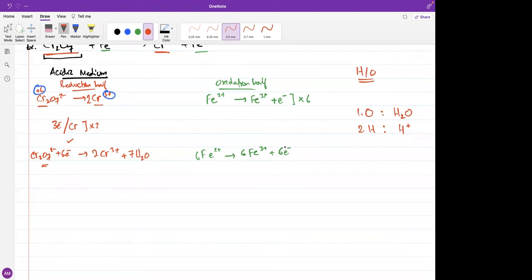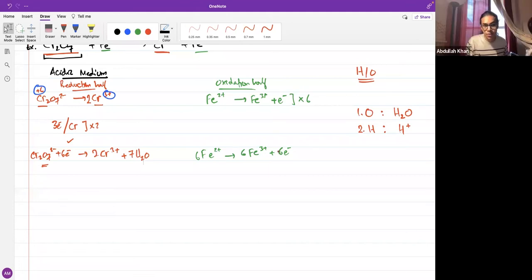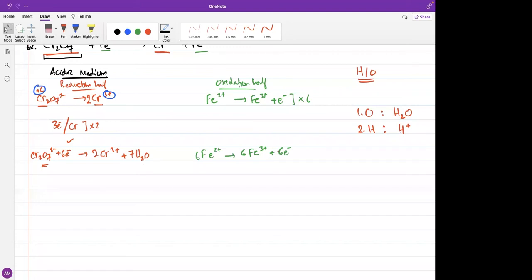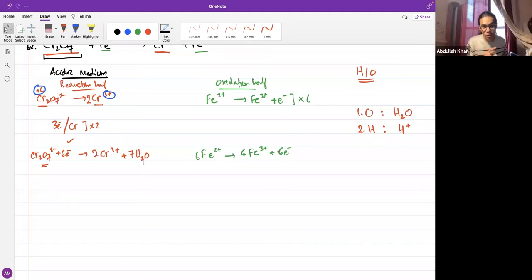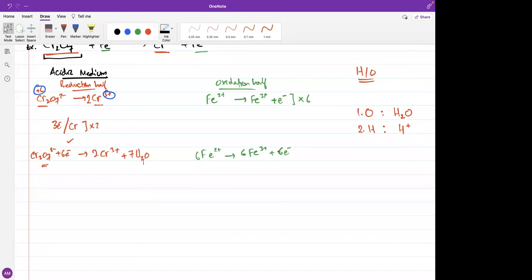I'm sorry, I think I missed a part. Can you just reiterate why we're adding 6 electrons to chromium? Oh, you see the charge difference? Chromium goes from +6 to +3. Yeah. That's a difference of 3. Yeah. But it's for 1 chromium. We've got 2 chromiums on each side. So you double it. Okay. All right. Thank you. No problem.